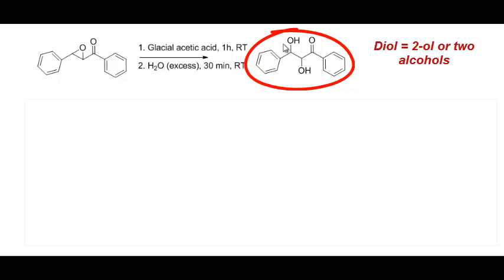So for the experiment that we're going to do, the epoxide opening, this is the reaction, where you have the epoxide that we made from the epoxy chalcone. We're going to treat that with glacial acetic acid for 1 hour. We're going to stir that for 1 hour at room temperature, and then we're going to add in excess water for 30 minutes at room temperature. The resulting product is a diol shown here.